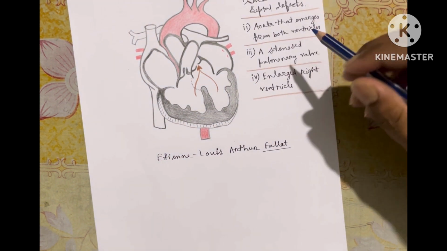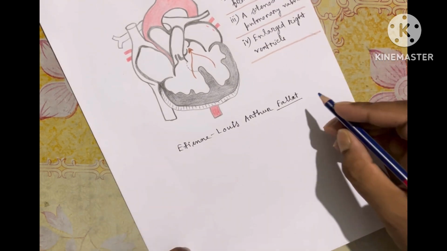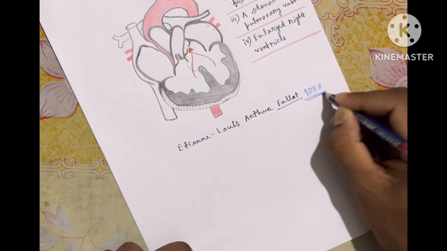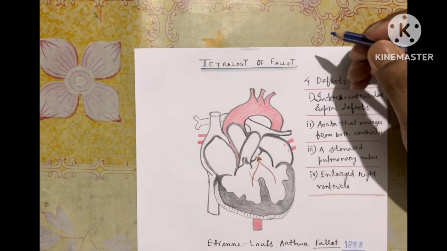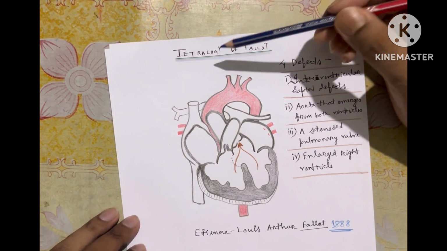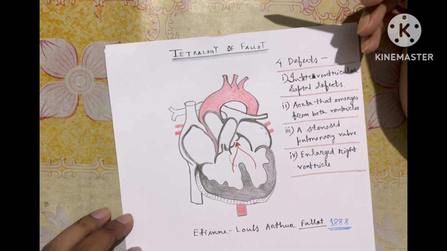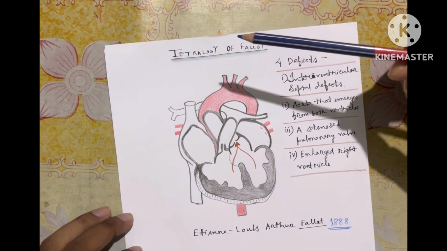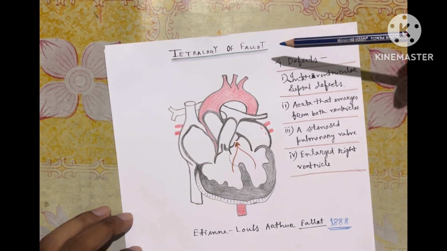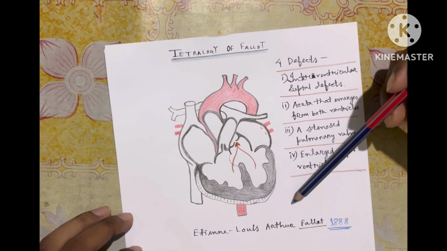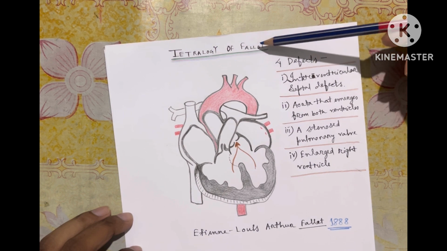So first in 1888 he discovered this condition. Tetralogy means 4 different types. Tetra means 4, so we are going to study 4 different types of heart defects. That's why it is called a tetralogy. Fallot means the scientist who discovered this condition. That's why it is the tetralogy of Fallot.